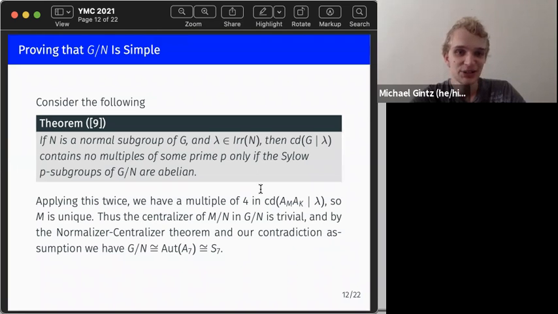Thus, the centralizer of M over N in G over N would either have to contain M over N or be trivial. And since it can't contain M over N, it has to be trivial. And thus by the normalizer-centralizer theorem, which implies that the normalizer quotiented by the centralizer is a subgroup of the automorphism group of M over N, and the fact that we know that G over N is not simple by our assumption, we're going to have that G over N is congruent to the automorphism group S7 of A7, where this is the symmetric group.